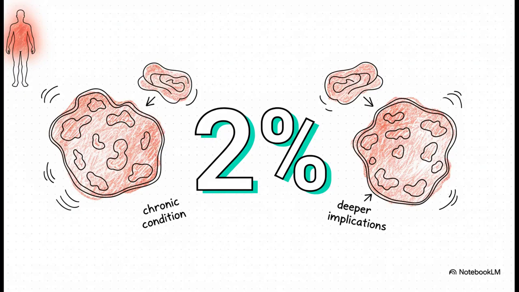So let's start with the number, 2%. That's about how many people in the population have psoriasis. So yeah, it's a pretty common condition that we all see. But here's the thing you have to grasp right from the start. While you see it on the skin, its implications are systemic. They run much, much deeper.